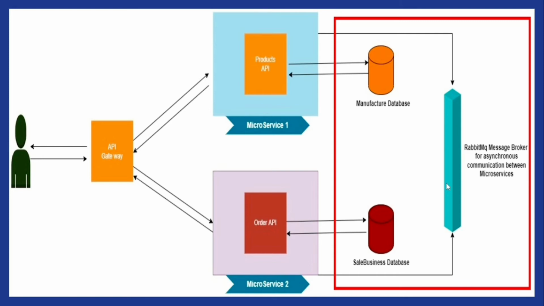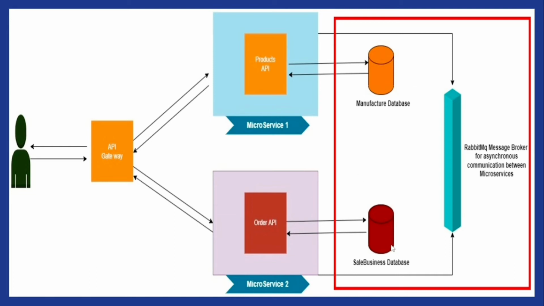That data, or that message, can then be read by our other microservice application, the sales business API application. Once that message is received from the message broker, we will create one more product table in the sales business database. This product table is a child table. The manufacturer database contains the parent product table that has all the columns like product name, product description, product actual cost, product offers, everything inside that table.